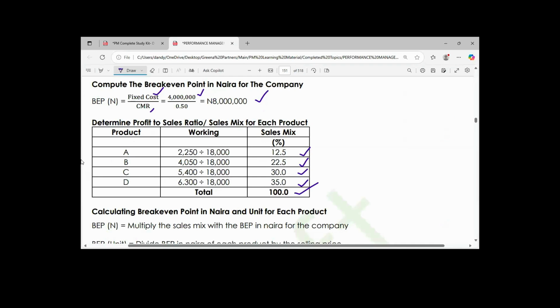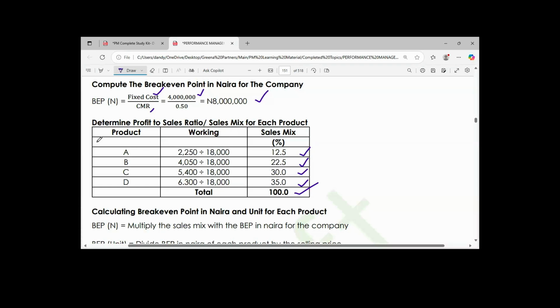Then step 4. Step 4 says you should calculate the break-even point in naira for each product. How do you determine the break-even point in naira for each product? You are supposed to multiply the sales mix in step 3 by the total break-even point in naira for the organization. All right, that will give you the break-even point in naira for each product. Then step 5, you calculate the break-even point in units. How do you calculate the break-even point in units? Just divide the break-even point in naira by the selling price.